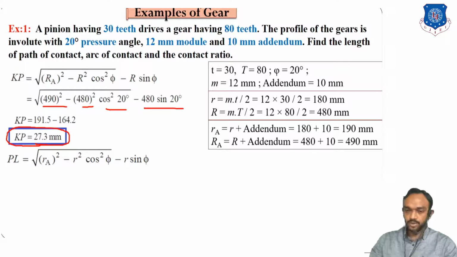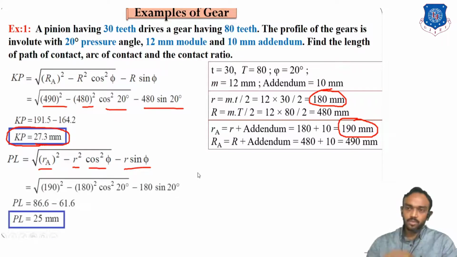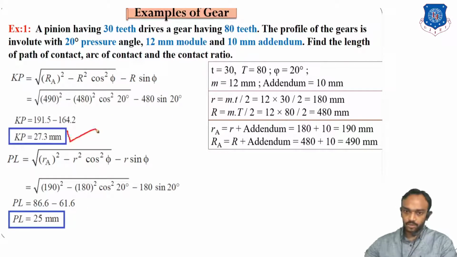Same method, we will find PL. The formula is a little bit different: under root small ra square minus small r square cos square phi, minus small r sin phi. Small r is 180, small ra, the addendum radius, is 190. We put in these values and find PL. So examples of gear are very easy. First of all, you have to go through the formula list, and all formulas must be remembered. So here we find PL is 25. So you have found the path of approach, and after that the path of recess.